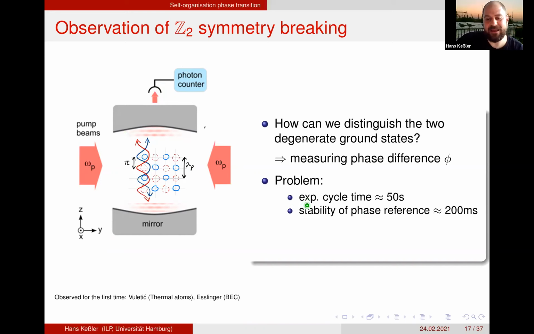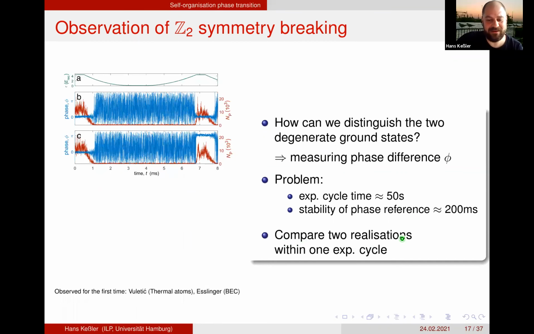The experimental cycle, so the BEC production, takes about 50 seconds, and the stability of our phase reference is only a few hundred milliseconds. How can we overcome this problem? We just compare two realizations within one experimental cycle.